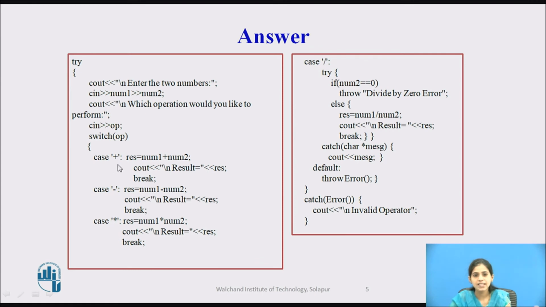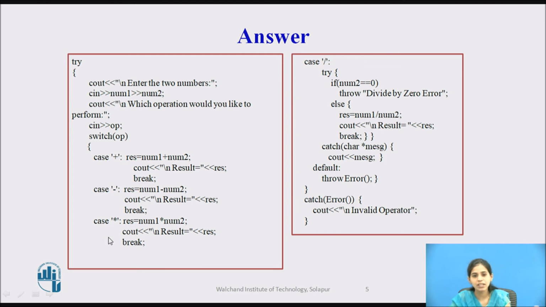Here the first case is for the addition. Here the values are stored in num1 and num2, and after performing the addition, that value is stored in the result variable res. And here by using the cout we display the result on the screen and we break the case. Similarly, you write the case for the subtraction operation. Here we use the case minus. Here again we perform the subtraction num1 minus num2, and the result is stored in the res, and after that we display the result on the screen by using the cout and we break that particular case.